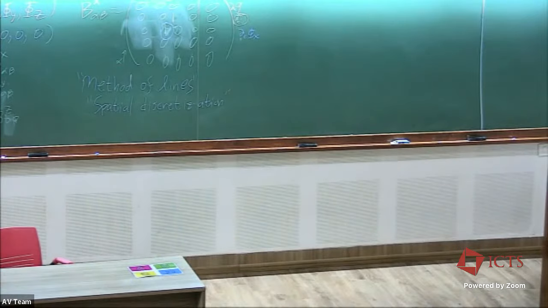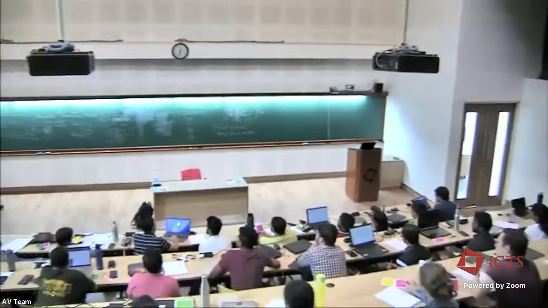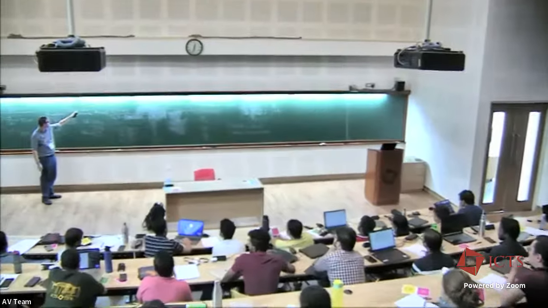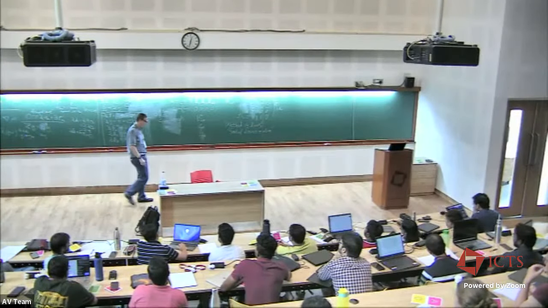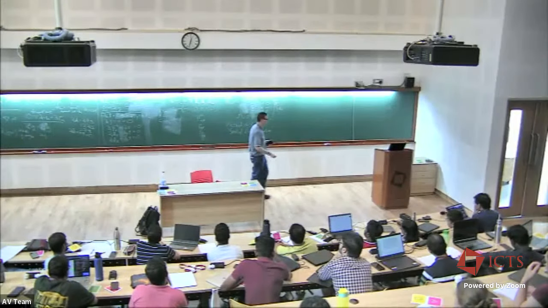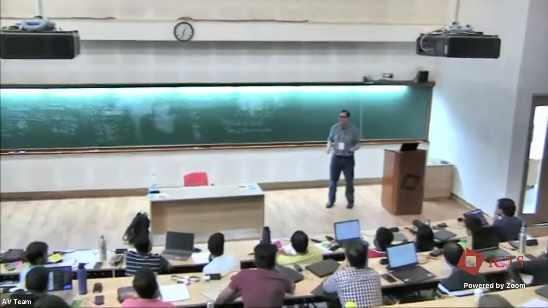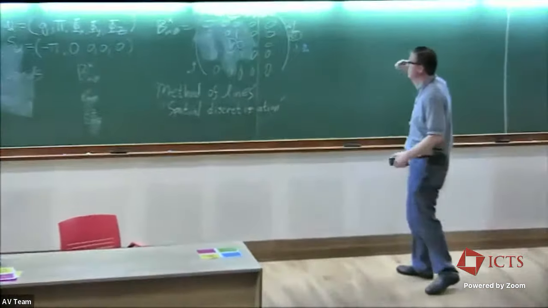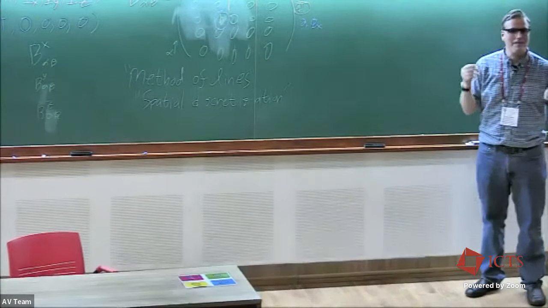Okay, so what I'm going to show you how to do today and into the next lecture is how to take this generic system of equations and spatially discretize it, get rid of the spatial derivatives. How do we do that? Well, to start out, we have to talk about what space we're going to be working on. Now, I haven't said what that is. I'm going to draw a sketch. Basically, I'm going to sketch an imaginary computational domain.